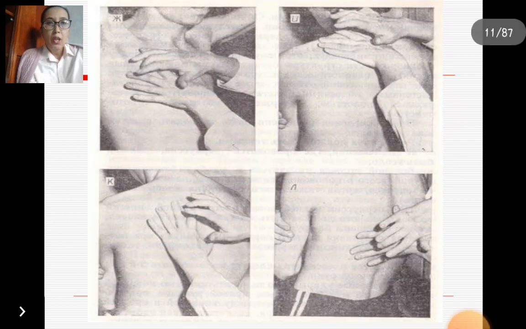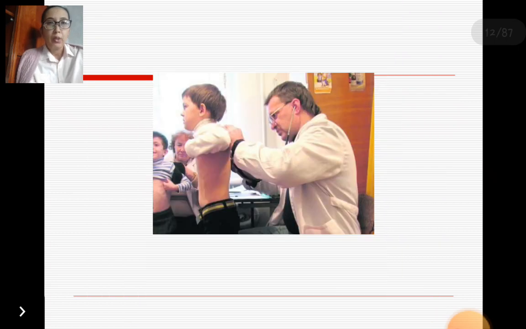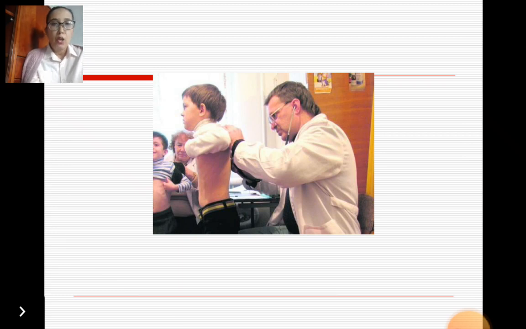In this slide you can see how to make percussion of danger zone. These zones are called danger because tuberculosis is localized always in sub and supraclavicular zone and along the spinal column. That's why these zones are called danger zones. In this slide you can see how doctor makes auscultation, also the danger zones, subclavicular and supraclavicular zones.